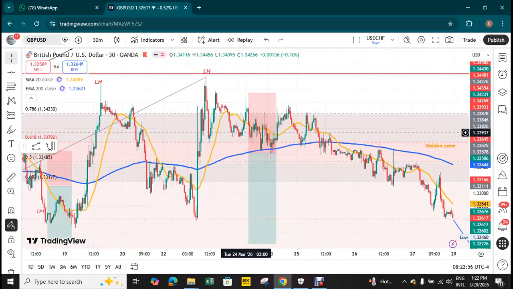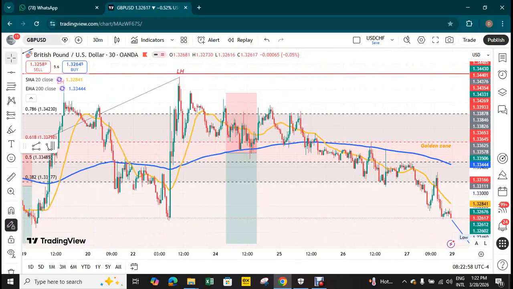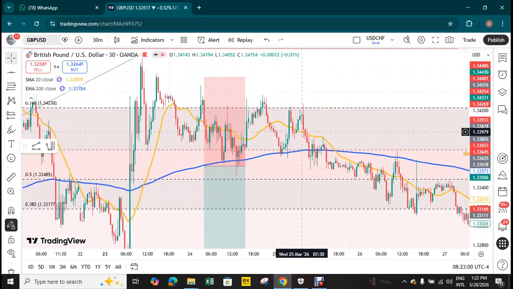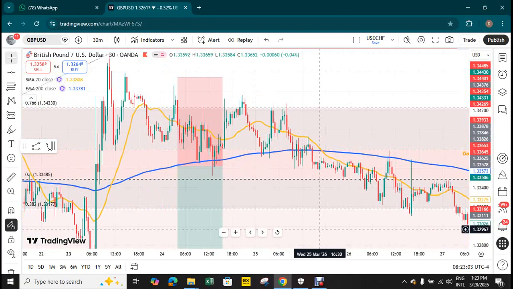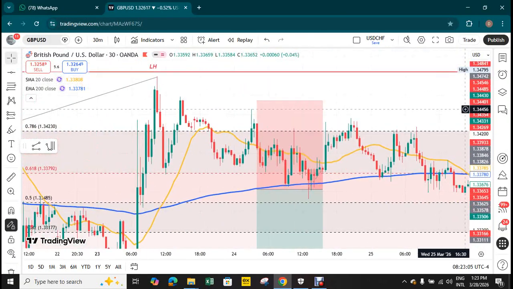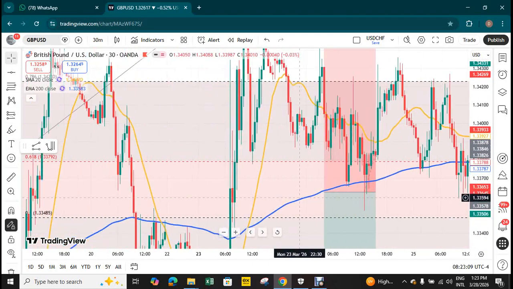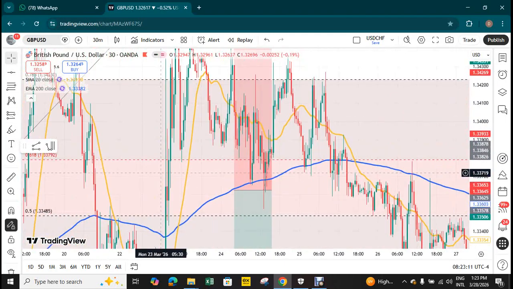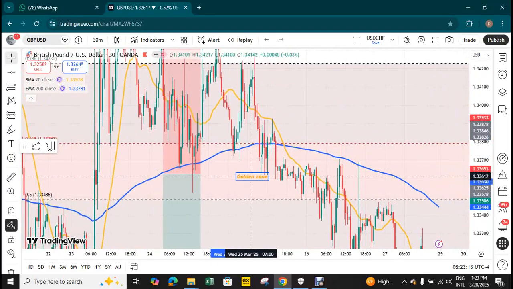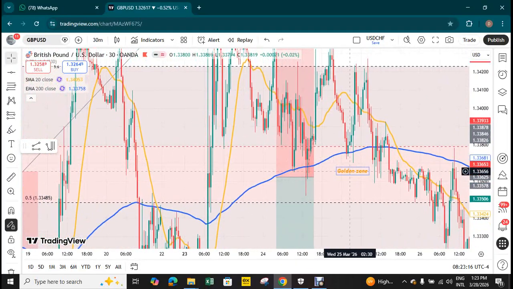Now this is the trade we took, this whole trade. What I want to show here real quick is what happened here. We still need to zoom in properly. We saw price come into the golden zone, which is here, the 0.618, 0.580. That's the golden zone.